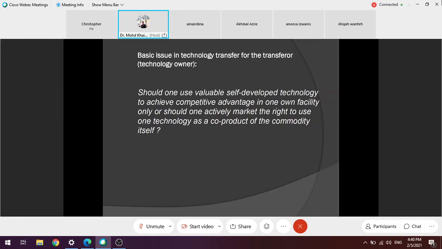So this is the most important part of the decision making in the company. Either you want to keep the technology within your company or you want to give the technology to the people through technology transfer. So you have to decide. You have to have a strategic decision in terms of this. All right?